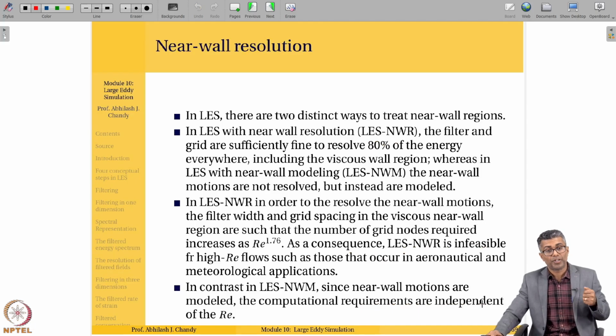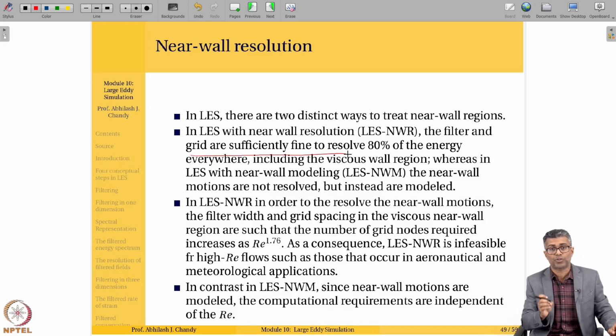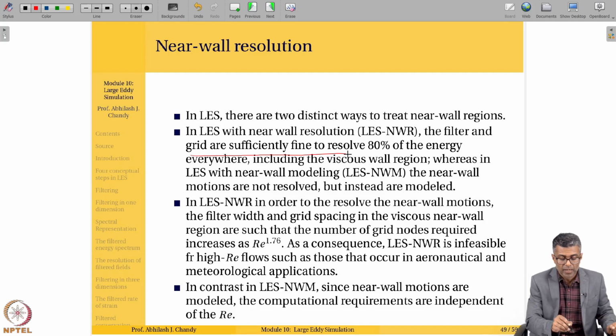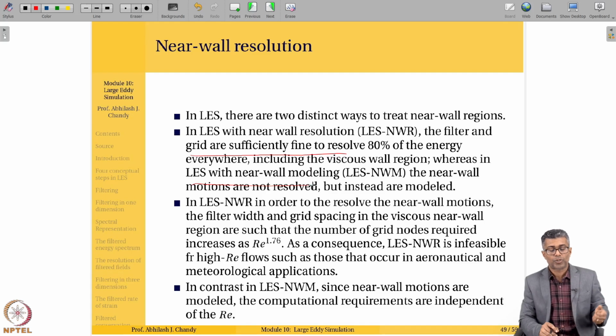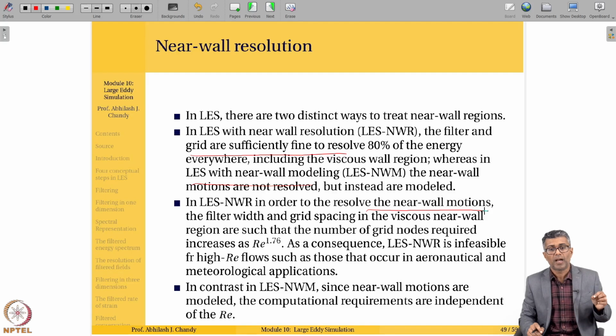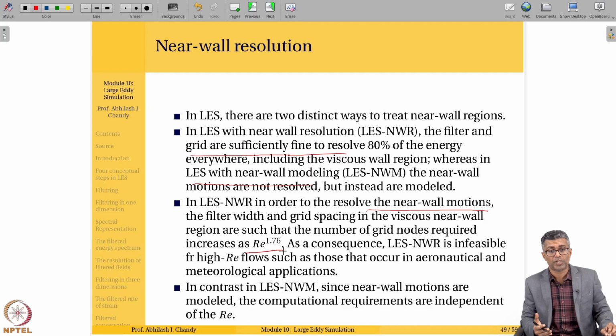Some additional discussion about near wall resolution. In LES, there are two ways to treat near wall regions. One is actually resolving the gradients near the wall. We call that near wall resolution, or NWR. In this case, the filter and grid are sufficiently fine to resolve 80% of the energy everywhere, including the viscous wall region, whereas in LES with near wall modeling, which we call NWM, the near wall motions are not resolved but instead are modeled. So in LES NWR, in order to resolve the near wall motions, the filter width and grid spacing are such that the number of grid nodes required would scale as Re to the 1.76.